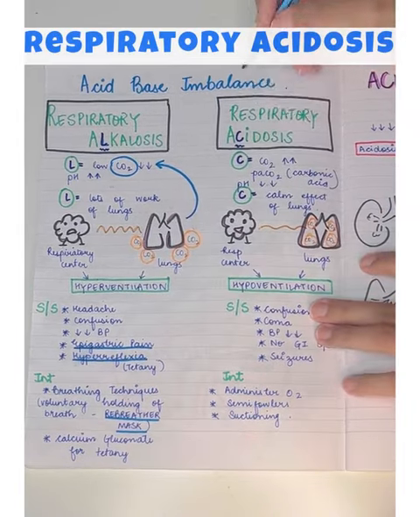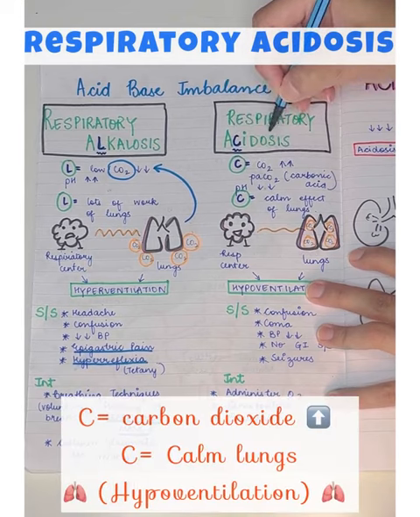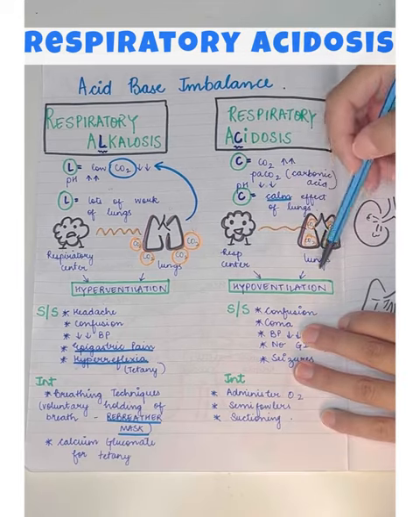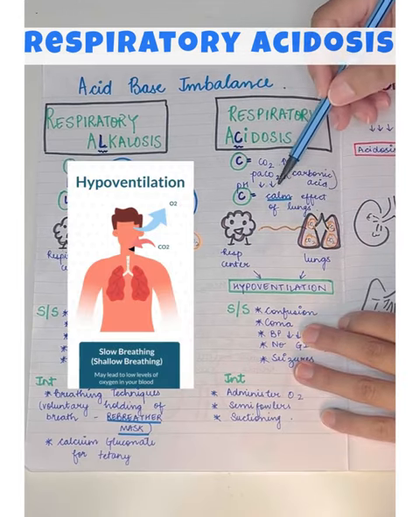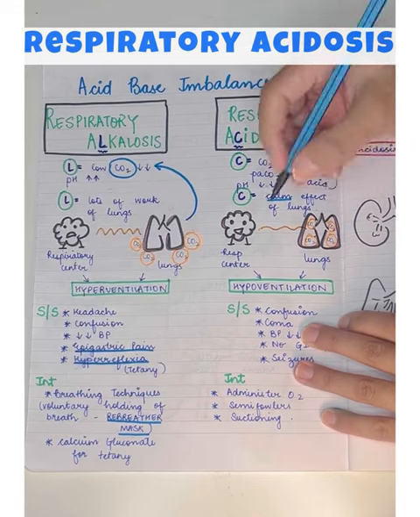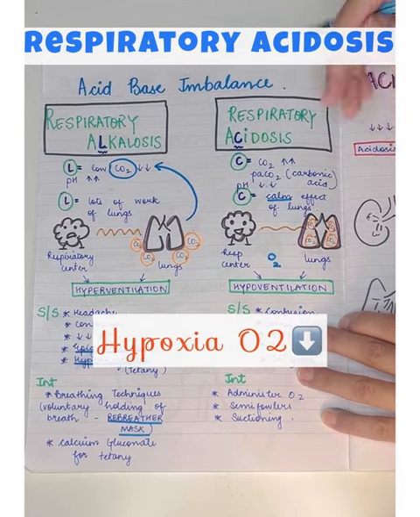Respiratory acidosis, the memory trick you have to remember is C. C comes in acidosis, and C stands for carbonic acid. So therefore, from hypoventilation, the patient is having a calming effect and retaining too much carbon dioxide and exhaling a lot of O2. Therefore, the patient is in hypoxia.